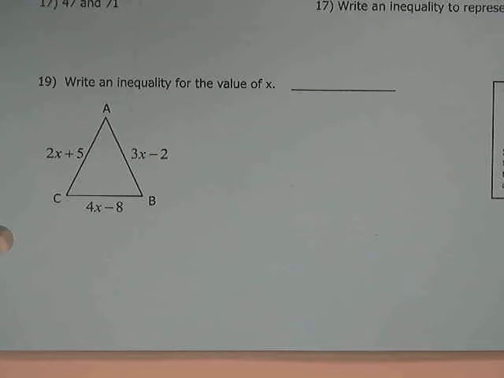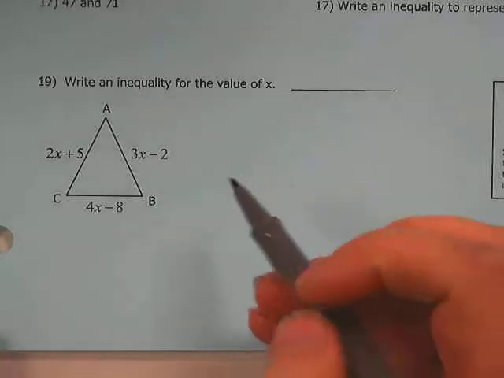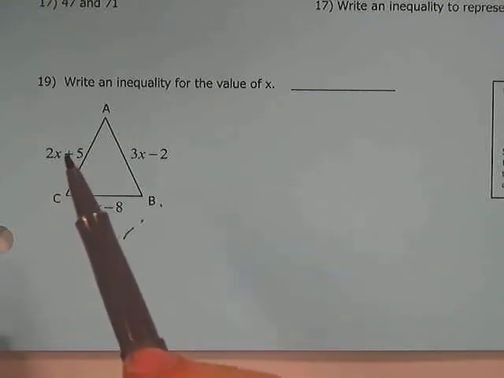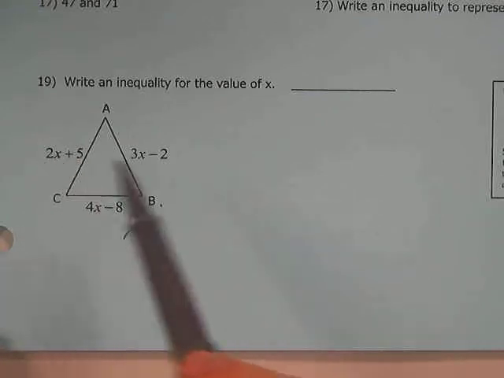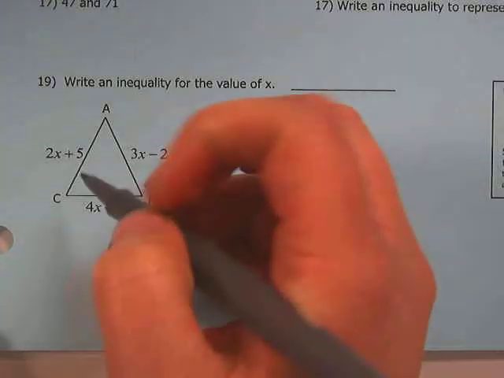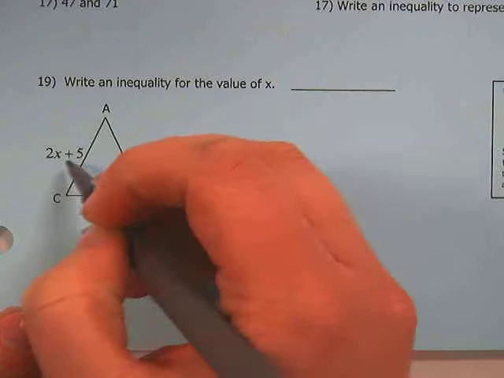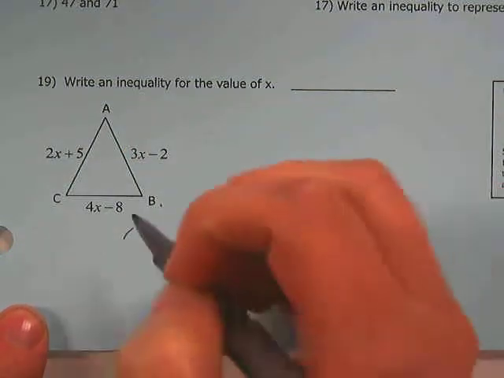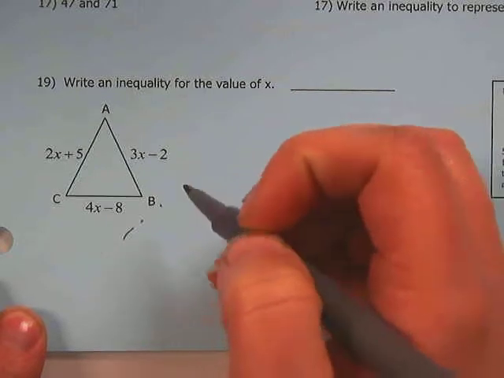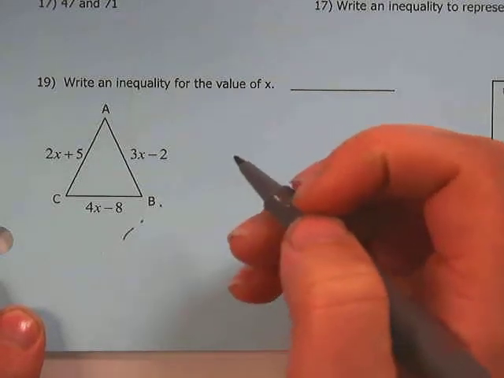So number 19 was probably the hardest problem on the homework assignment because it just gave us values, expressions for each side length. But what we have to realize is that any two of these sides added together have to be more than the third side. So what we're going to do is work with some inequalities.